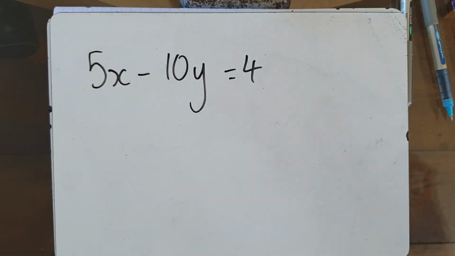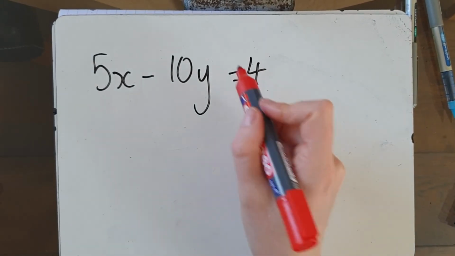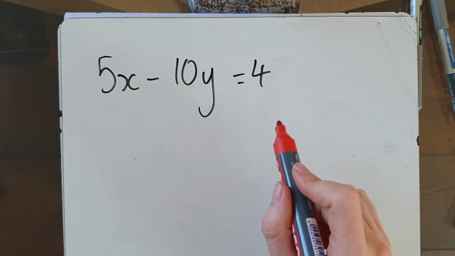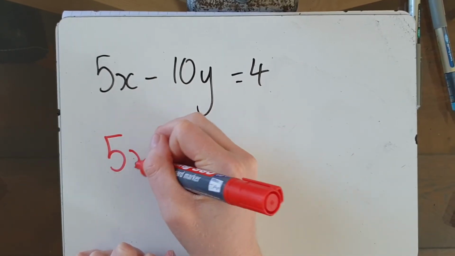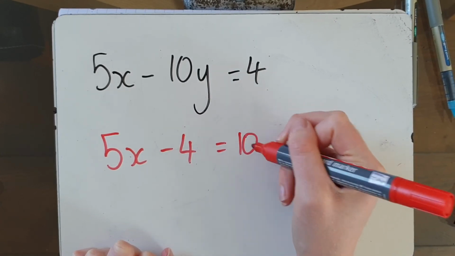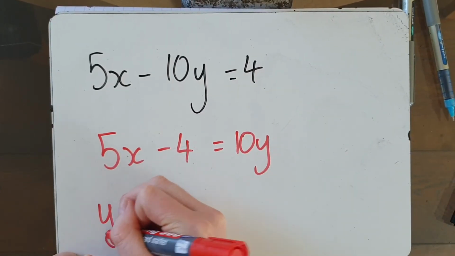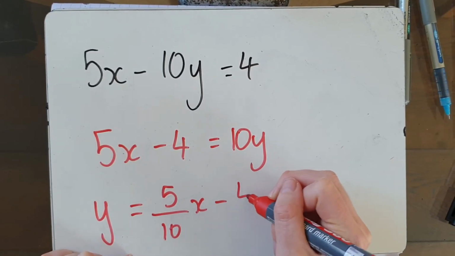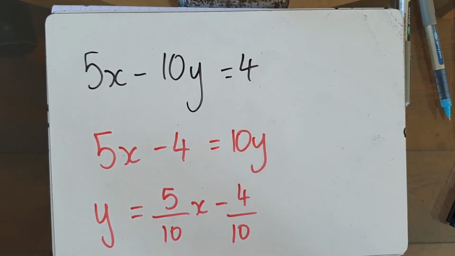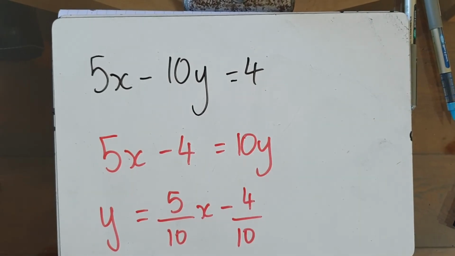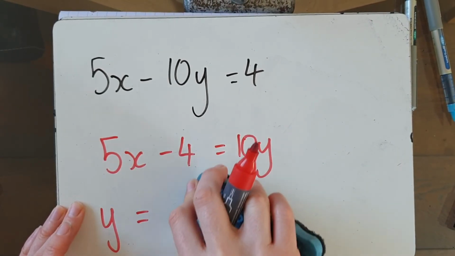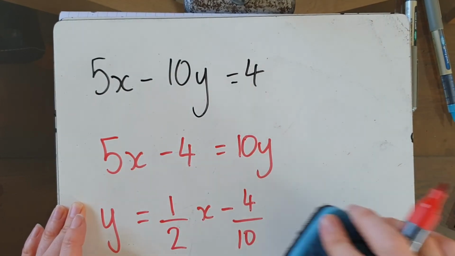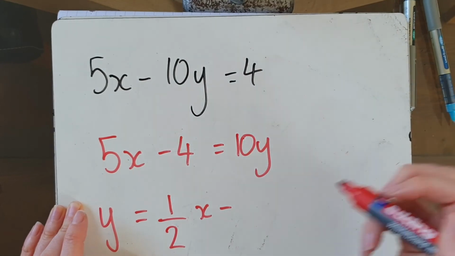And again, for questions like this one, the gradient of this line is not 5. You need to make y the subject. So we would need to do 5x minus 4 equals 10y, and then divide through by 10. And go from there. So 5 over 10 x, that's really a half x, and 4 over 10 is really 2/5.